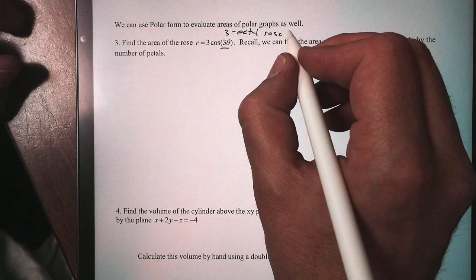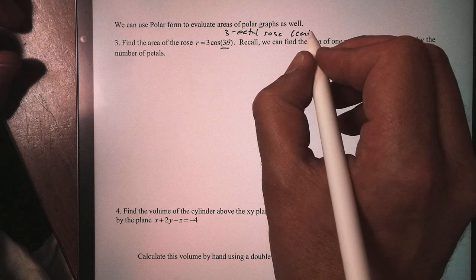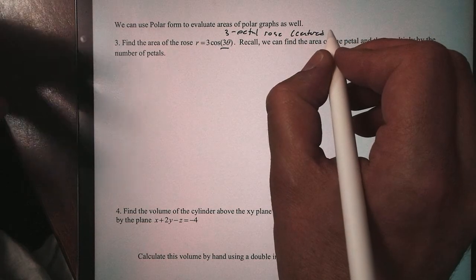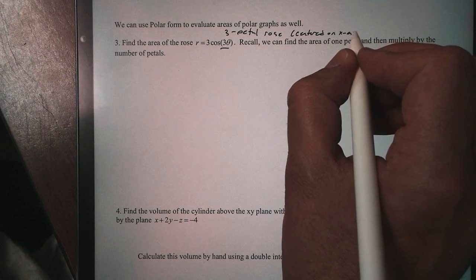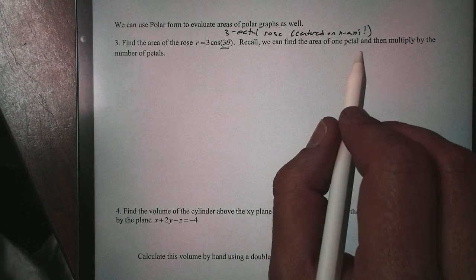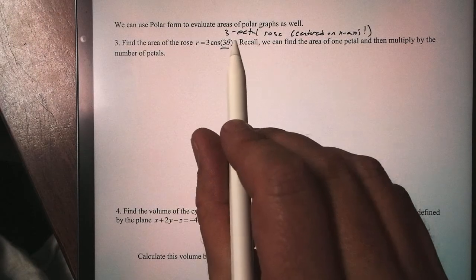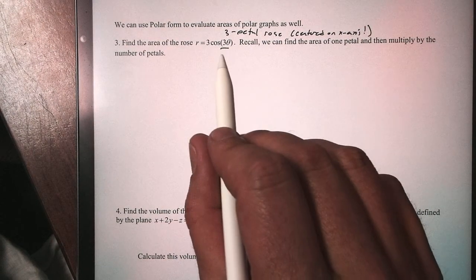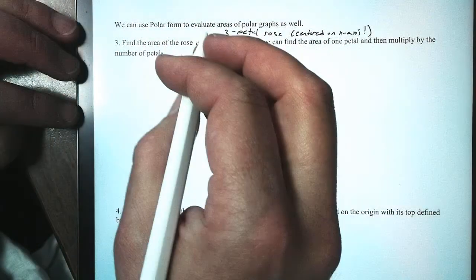Because it's with cosine, that first petal is going to be centered on the x-axis, so it's going to be symmetric about the x-axis. We'll talk about that again in just a few moments. Recall we can find the area of one petal and then multiply it by the number of petals. So we never really find the area of the whole thing. We just find the area of one petal, and because of symmetry, we just multiply it by 3.